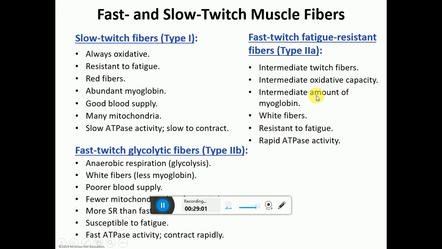When it comes to how fast they are, they're kind of in between. And when it comes to the myoglobin levels, it's somewhere in the middle. The fibers are somewhere in the middle between these red fibers and these very white ones. They are mildly resistant to fatigue. So again, this is somewhere in between these slow twitch fibers that are very resistant to fatigue and the fast twitch glycolytic, which are very white in color and more susceptible to fatigue. And that concludes this chapter.